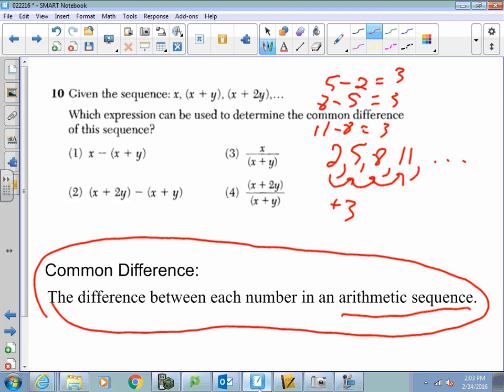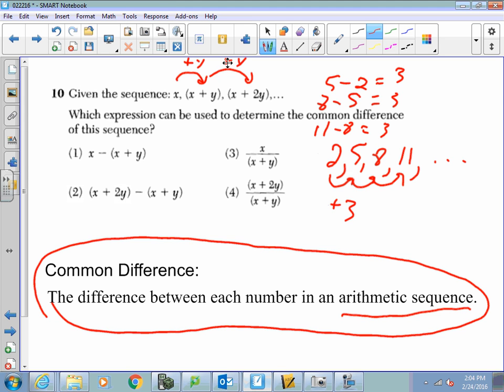Looking at these answer choices, first think about what the common difference would be here. From here to here, what's being added, and then from here to here? It's got to be the same thing every time. Take a second to think about it. Pause it. Okay, I'm going to give you the answer now. It's just being added y. x plus y gives you x plus y, and then plus y.